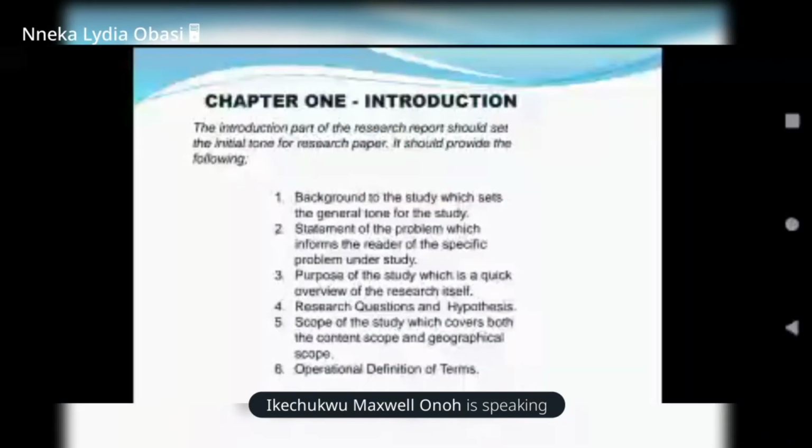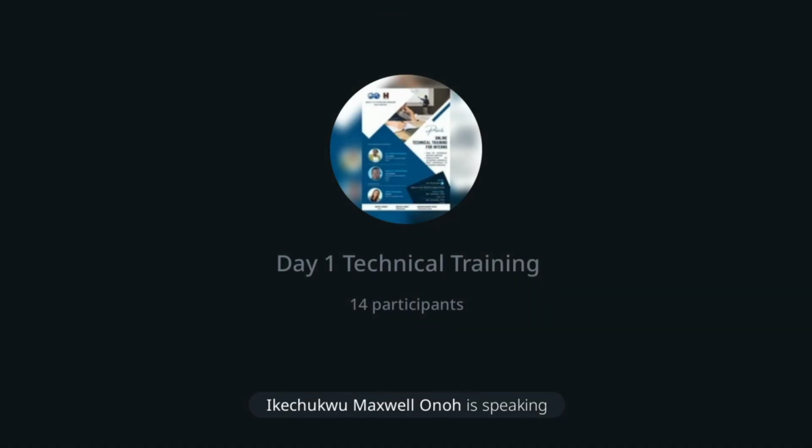The statement of the problem informs the reader of the specific problem under study. What is the motivation of going into this study? What problem is this study going to solve? You can't just wake up and say, bring a topic, let's research. Like I said, for you to pick a research topic, it must be a topic that you should have interest in, a topic that should be able to solve problem. So in that statement of problem, you are trying to let the reader know this is the problem this work intends to solve.